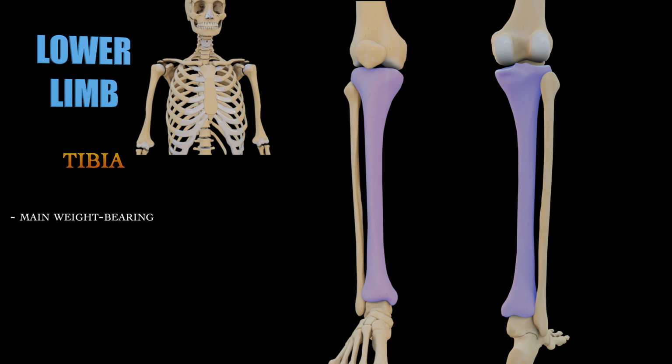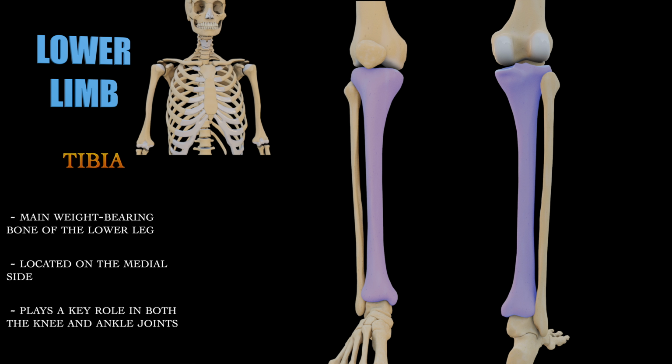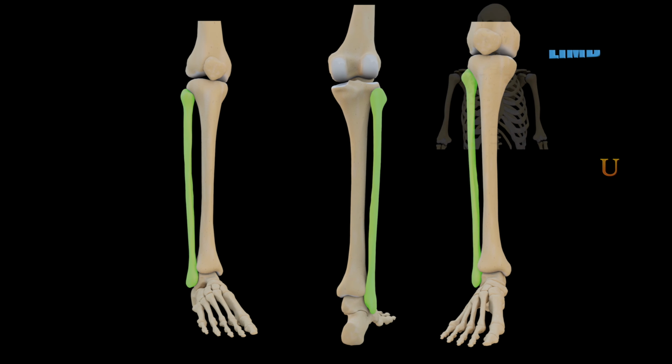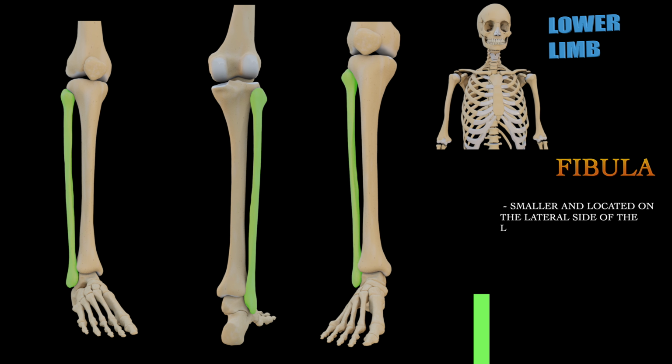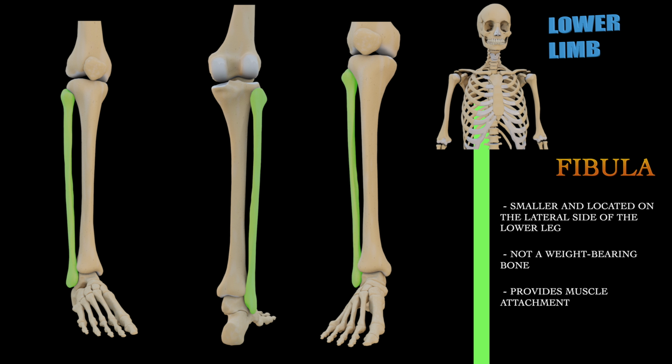The tibia is the main weight-bearing bone of the lower leg and is located on the medial side. It plays a key role in both the knee and ankle joints. The fibula is a smaller bone located on the lateral side of the lower leg. Although it is not a weight-bearing bone, it provides muscle attachment and helps to stabilize the ankle joint.